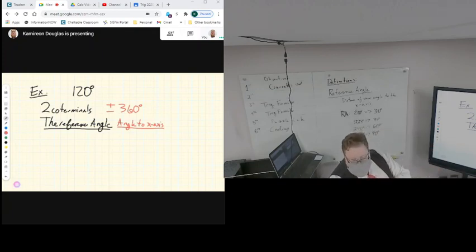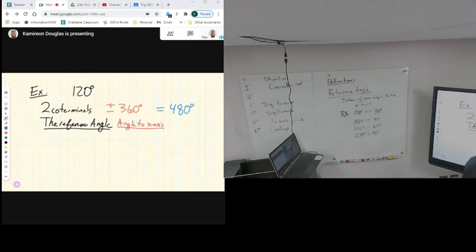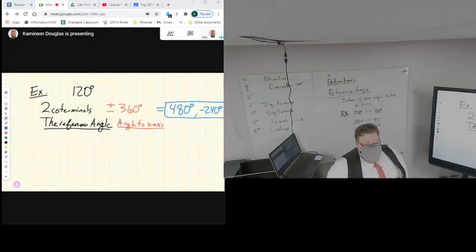Let's try them out. 120 degrees. 480 will be one of them. This is referred to as the positive coterminal because it's going counterclockwise, getting bigger. What would be the negative coterminal? Negative 240. Now, I didn't specify which ones to give me, but practicing getting both is a good idea. What's the reference? 60 degrees.